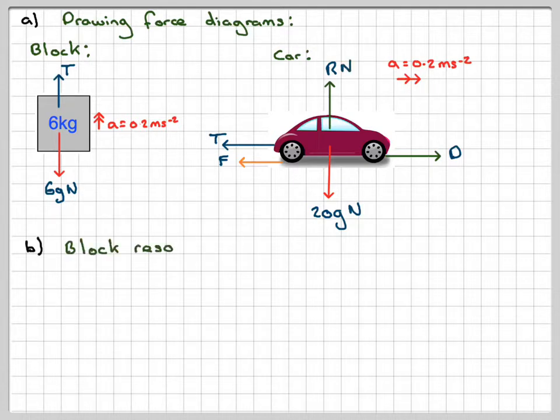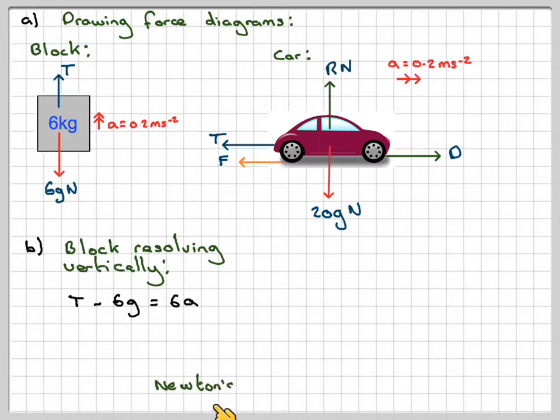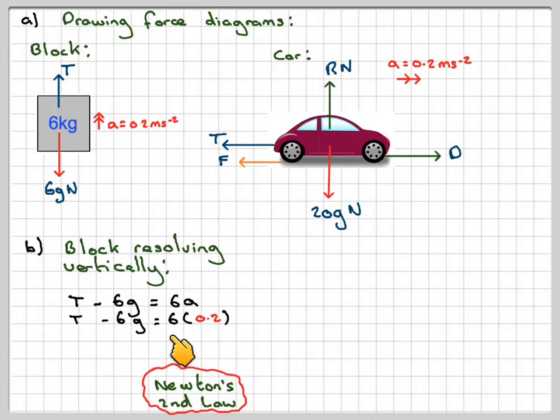B, resolving for the block, we're just going to resolve vertically here. So that's T minus 6g equals 6a. That's using Newton's second law. So T minus 6g, and the acceleration we're told was 0.2. So we have 6 times 0.2 plus 6 times 9.8, where g we take to be 9.8. We're going to get 60 newtons.